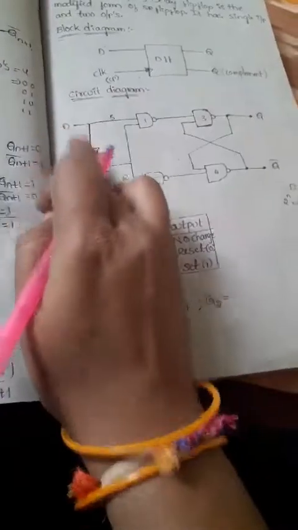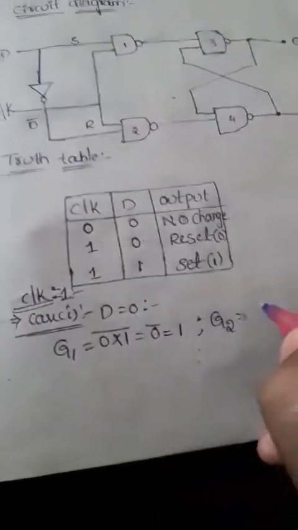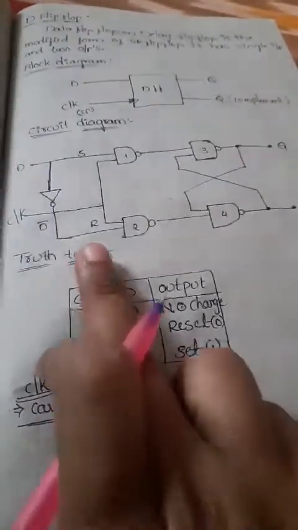So the second one means 1 is connected as D, but up to here we can say that D. But the D is connected here through a NOT gate, right? So this is our NOT gate. A NOT gate is nothing but a complement, so we are getting D complement here. So R is equal to the D complement. So one input is D complement and another input is R.